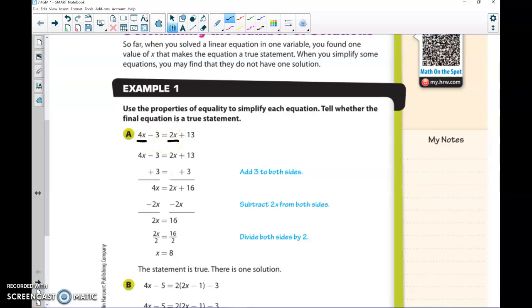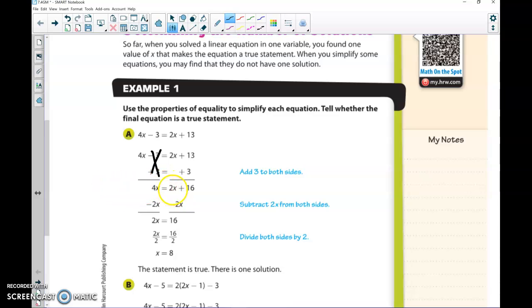And so remember here we really have 4 options for our first step. I could subtract 4x from each side. I could add 3 to each side. I could subtract 2x from each side. I could subtract 13 from each side. So any of those are fine options for our first step. Here we can see the book chose to add 3 to each side. So those cancel. And then 3 plus 13 is 16 there.